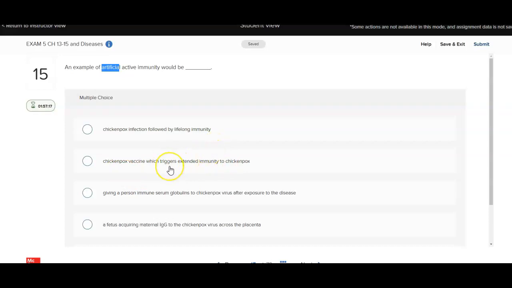So, for example, if we talk about the third one, giving a person immune serum globulins to chickenpox after exposure to the disease. So this one would obviously, if you think about it, you're just giving the person antibodies, right? And so giving someone antibodies through a serum is not natural, and therefore that would be an artificial passive. Just to give you kind of an example of the 4.